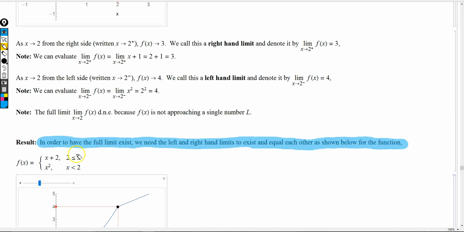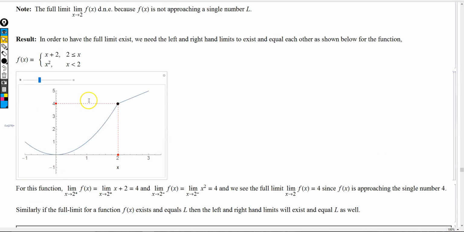So let's illustrate that concept with the function down here. All we did is we took that function above and we just changed it a little bit. So now we're going to look at the left and right hand limits of this function and see how they compare to the full limit, and see if the full limit exists. All right, so to evaluate the left hand limit as x converges to 2 from the left of f of x. Well, now, if I'm converging to 2 from the left, I'm going to use this piece of the function, so I'll put that in there.